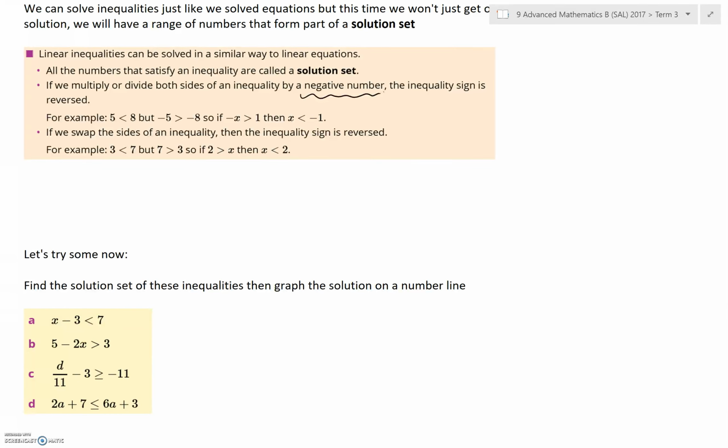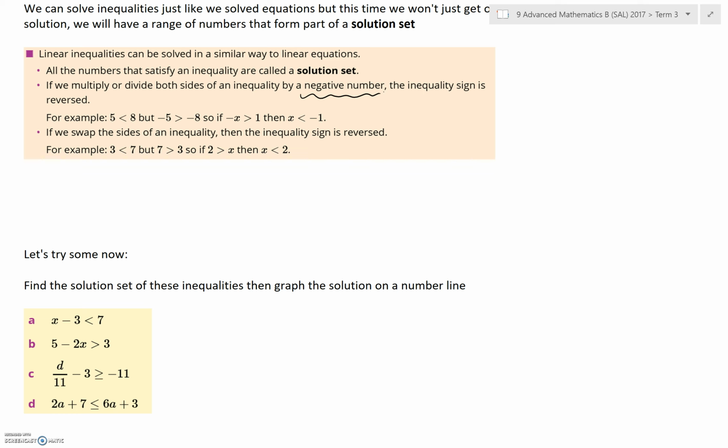Here's some examples here. 5 is less than 8, but negative 5 is greater than negative 8. So you can see if we've divided both of those by negative 1, then we have to actually swap the sign to make it true. The other rule we have to remember, and it's important when we work with these, if we swap the sides of an inequality, so in other words, if we moved our x from the right-hand side to the left-hand side, as we're supposed to when we write a mathematical answer, then the inequality sign gets swapped around as well.